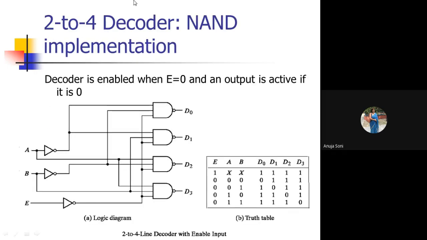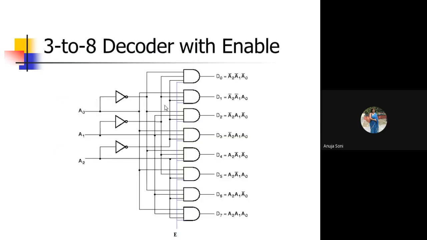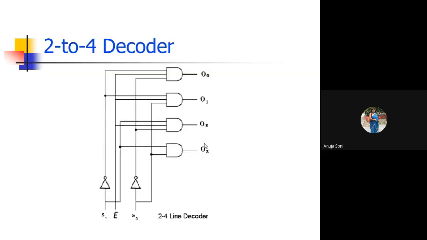Now next is how the 2 to 4 line decoder may be drawn with the help of the NAND gates. Earlier we did it with the help of AND gates. If you go through the previous slides, you will see the diagram of the 3 to 8 decoder. Everywhere there was the AND gate. Similarly in the 2 to 4 decoder also, everywhere there was the AND gate.